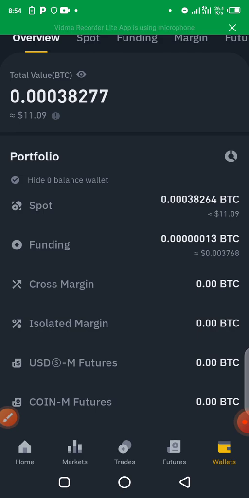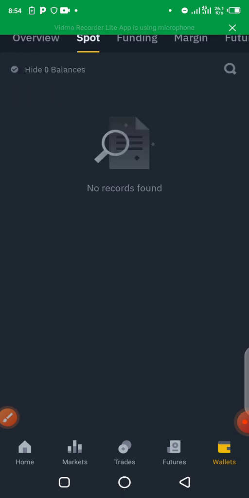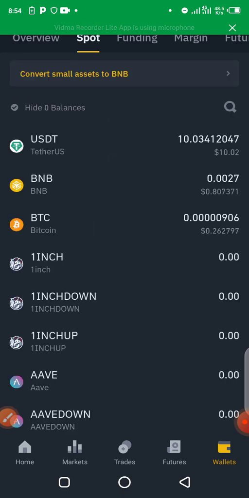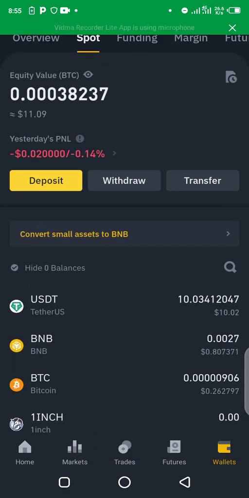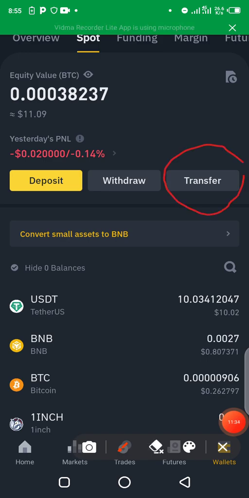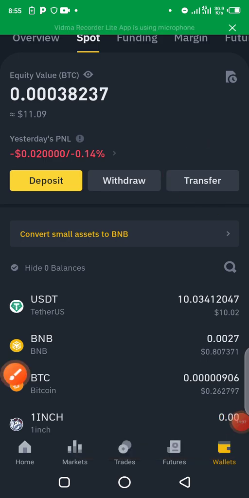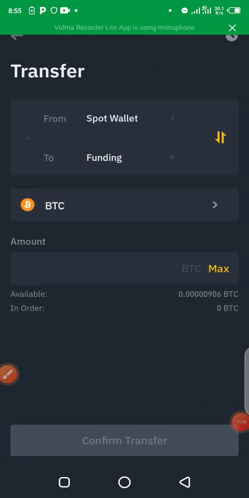This is how it's done. Click on spot up here. This is spot. When you click on spot, it will open like this. Then click on transfer. When you click on transfer, it opens like this.